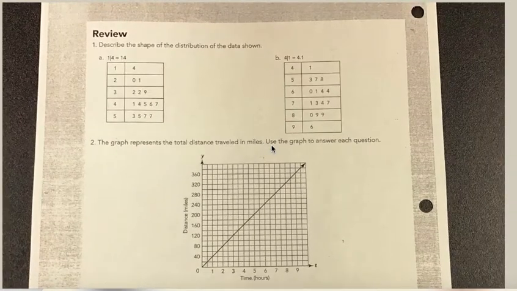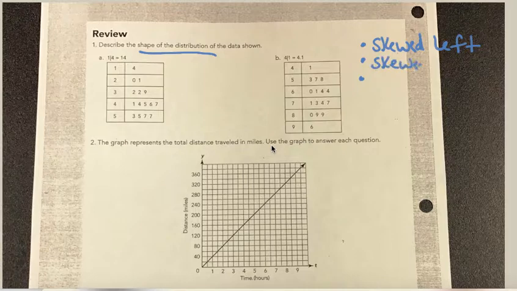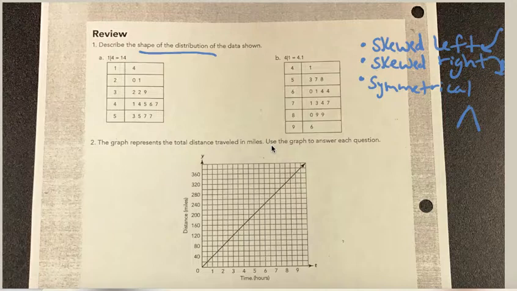Remember on here, what is the shape of the distribution? You have 3 choices. It could be skewed, that means going in a certain direction, skewed left. It could be skewed right, meaning going down to go to the highest point. And is it going from the highest point down to the left? Then it's skewed left. If it's going from the highest point down to the right, then it's skewed right. Or it might be symmetrical, which means if it's symmetrical, it looks like a mountain.